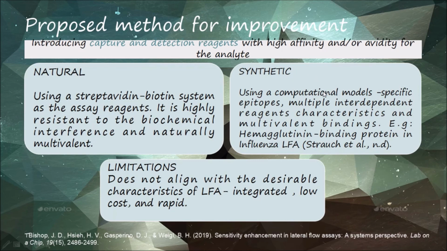It is by using computational models. It can target specific epitopes, search over multiple interdependent reagent characteristics, and also introduce multivalent binding. The example was hemagglutinin binding protein that is specifically designed to bind to different analyte epitopes as detection and capture probes in an influenza lateral flow assay.